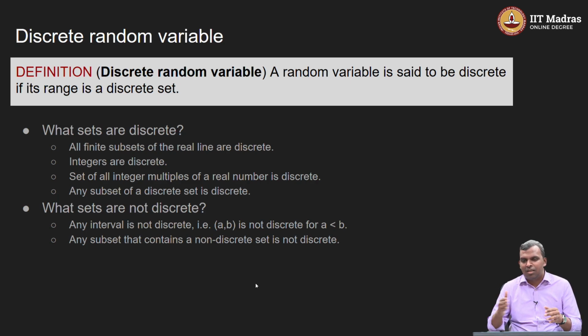There's no continuous interval in the set. It's just that you jump from one place to the other all the time. So that's discrete for you. And in this lecture, in this week, we'll consider discrete random variables.